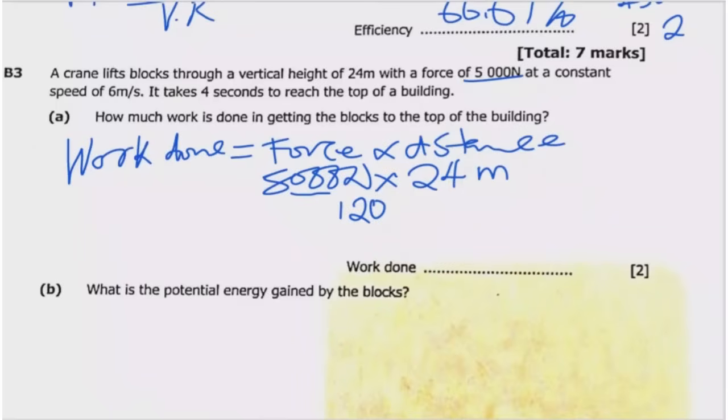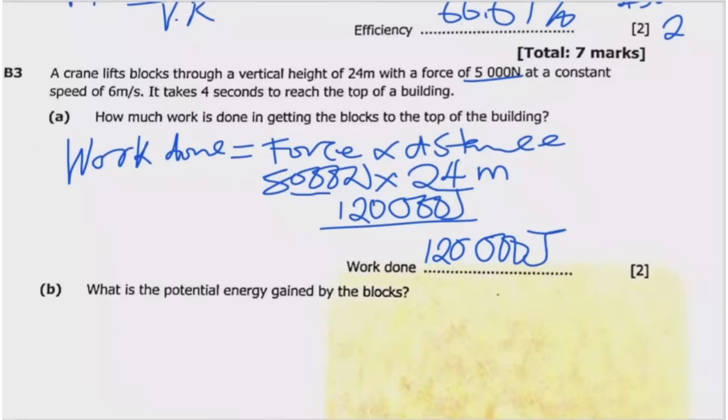Okay, then we forgot about 3 zeros from 5,000, then we add the 3 zeros to the answer. That means it's going to give us 120 joules. So work done is equal to 120 joules. Okay, so don't forget the symbol joules.